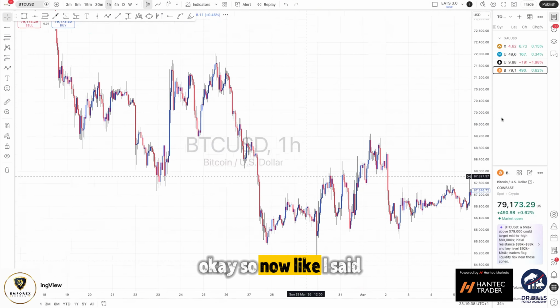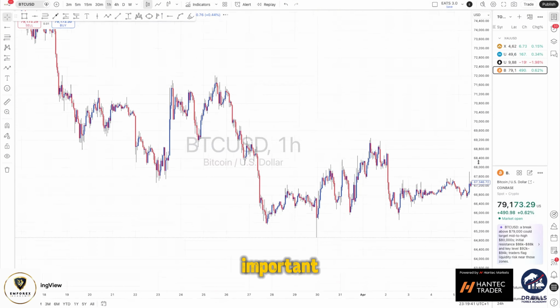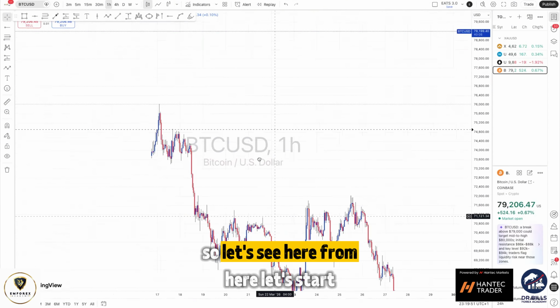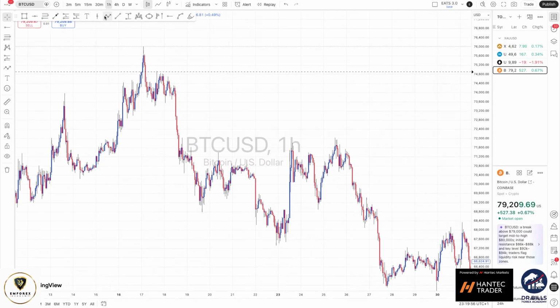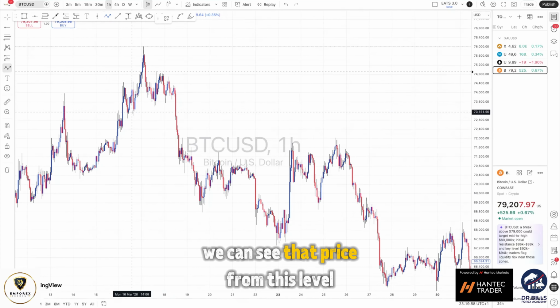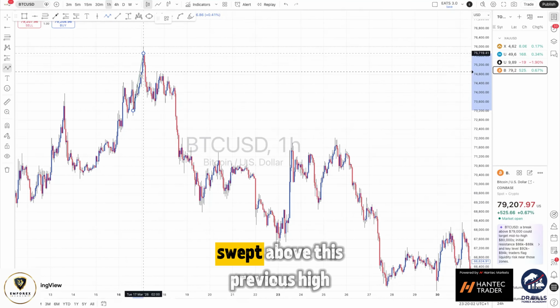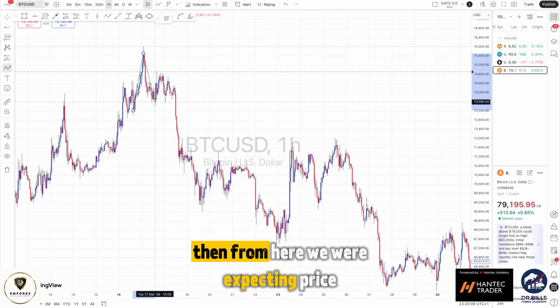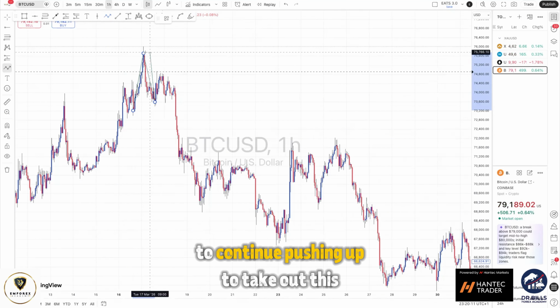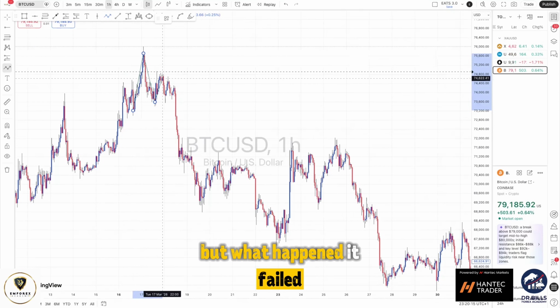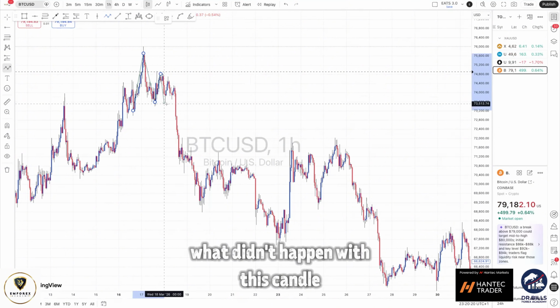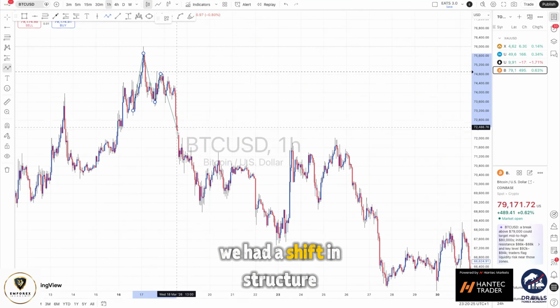Okay, so now, like I said, body candle closure is very, very important. If you fail to see a body candle closure, chances are that we might most likely see a reversal. Let's use this high. We can see that price from this level swept above this previous high. This was a proper swing. Then from here, we were expecting price to continue pushing up to take out this previous high. But what happened? It failed. This is a failure to swing. The moment price broke below this failure to swing, with this candle, you had a shift in structure.